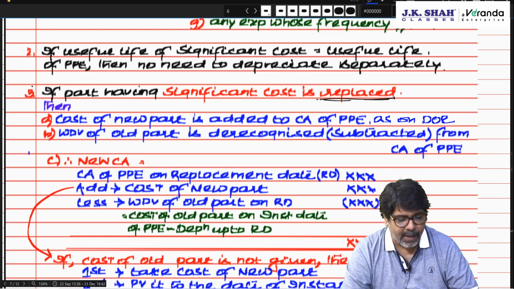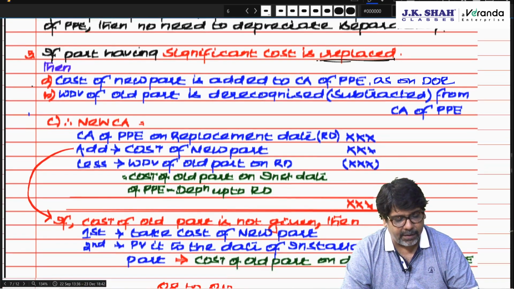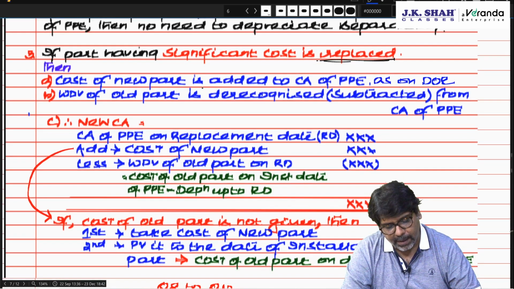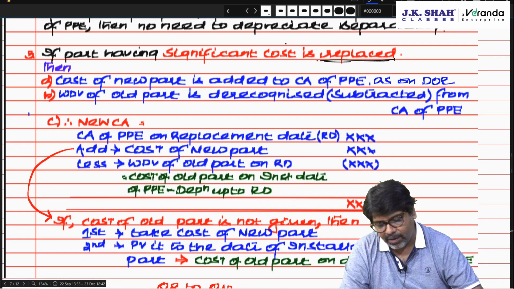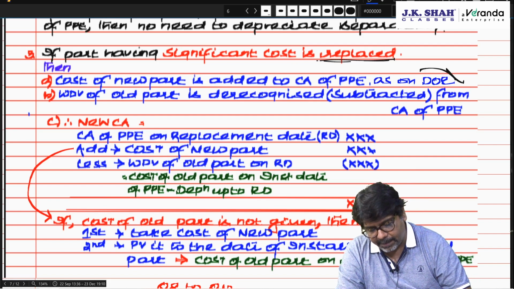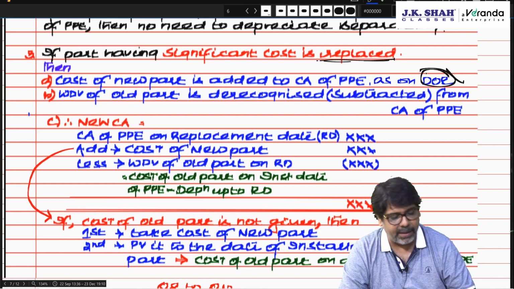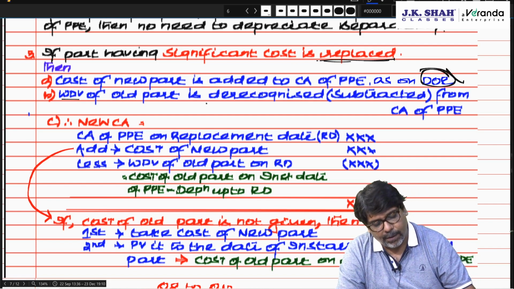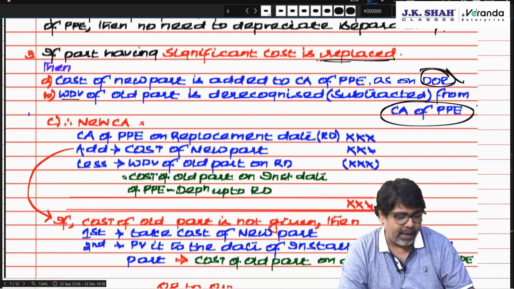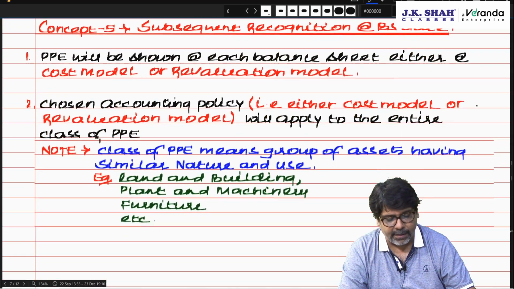So if a part having significant cost is replaced, then the cost of the new part is added to the carrying amount of PPE as on the date of replacement. The written down value of the old part is derecognized, subtracted from the carrying amount of PPE. What we discussed is written over here.